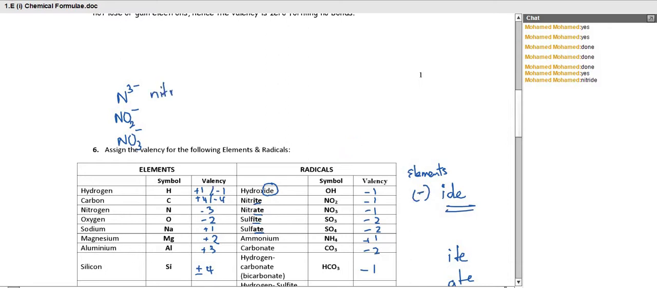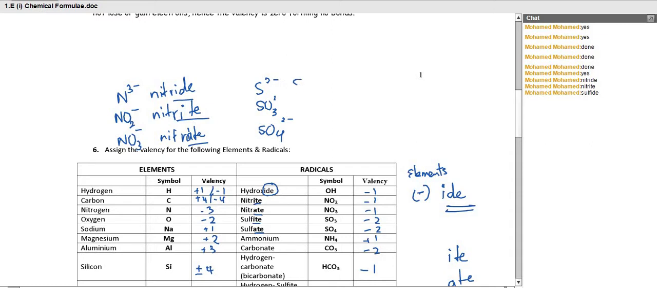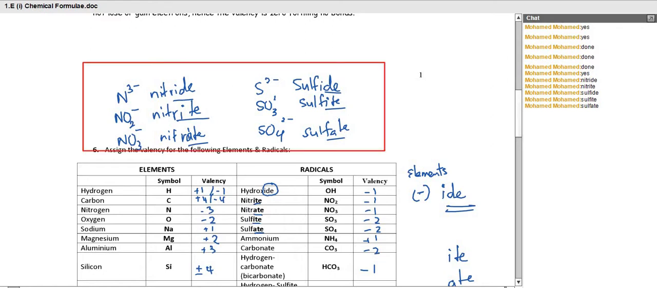This is nitride. Second one, less number of oxygen, nitrite. Right, correct. The number of oxygens are more, nitrate. Ate is a high number of oxygen. How about this? Can you tell me the answer for this? Sulfide, that's correct. Next. Sulfide, correct. The last one, sulfate. Okay. You can just highlight this on top of question 6 just to distinguish the difference between ate, ite, and ide.